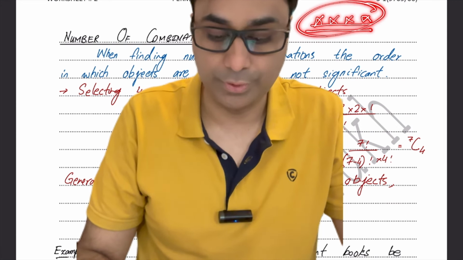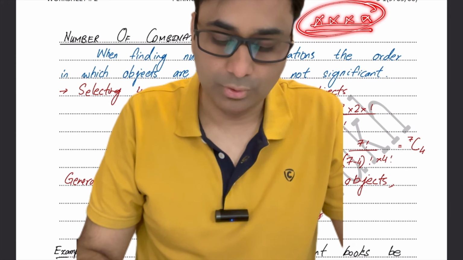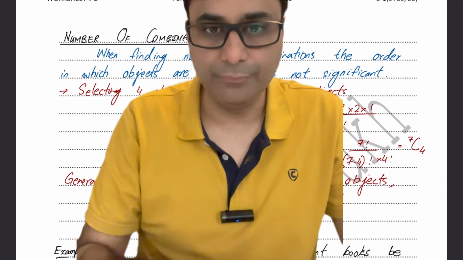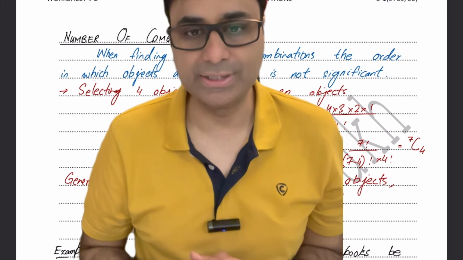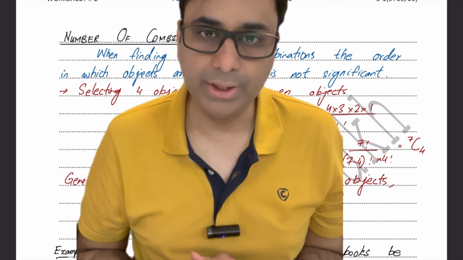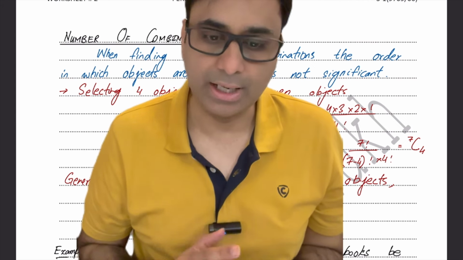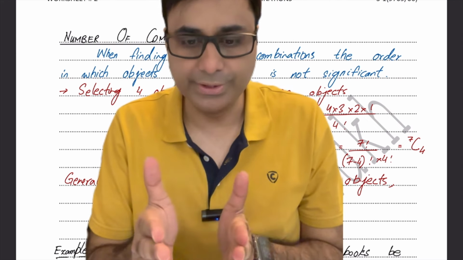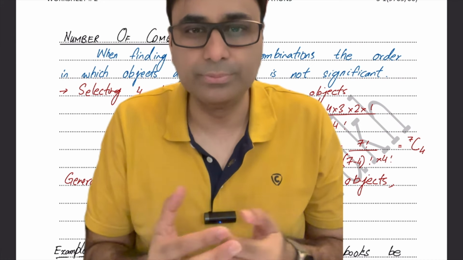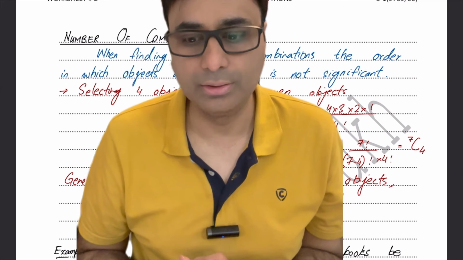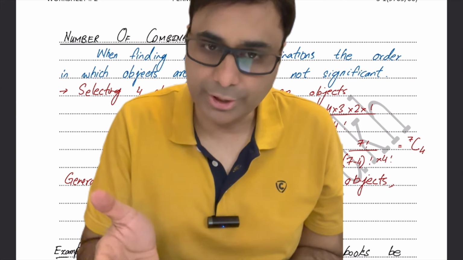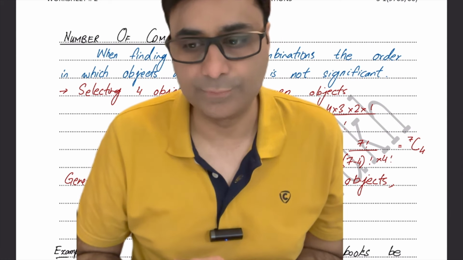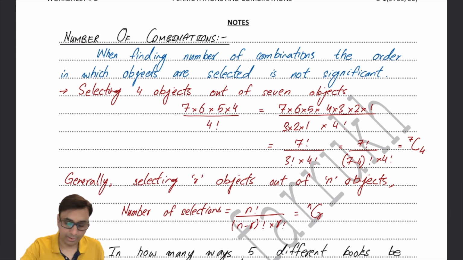So in that case, it is going to be referred to as a combination. To identify which question is specifically for combinations, the only important criterion you have to see is whether the order is significant or not. If you reshuffle the objects and that creates a new possible option, then that is going to be an arrangement. But if you shuffle the objects and that doesn't make any difference, then this is going to be called a combination.